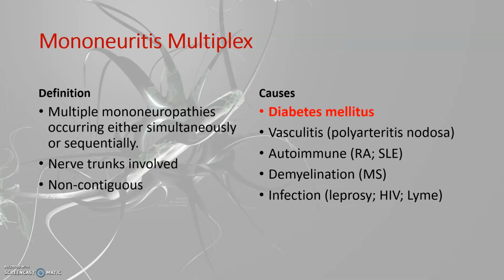So this is very typical of mononeuritis multiplex, where you have multiple mononeuropathies occurring either simultaneously or sequentially. The nerve trunks are involved, so the entire nerve is taken out, and this tends to be non-contiguous, in contrast with Guillain-Barré syndrome, which tends to be contiguous and ascending. By far the commonest cause of mononeuritis multiplex is diabetes mellitus, but other causes include vascular disease, autoimmune disease, demyelination, and certain infections.